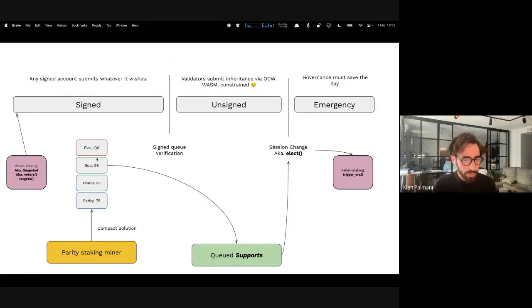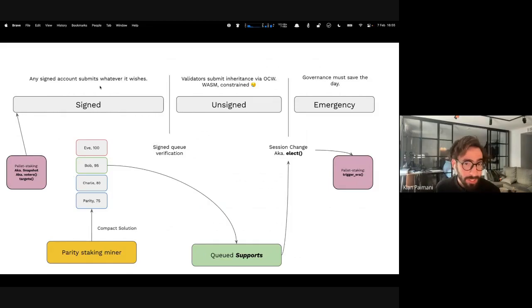At some point it was verified and turned out to be bad. Bob submitted something correct, 95, and these two accounts also submitted something. You can also see a hint at this Parity staking miner. One of these entities that usually submits the solution is Parity staking miner, but in principle it can be anyone or anything. Any of you actually as well. I mean, there is reward to be earned here as well. Not much, but it is some money.